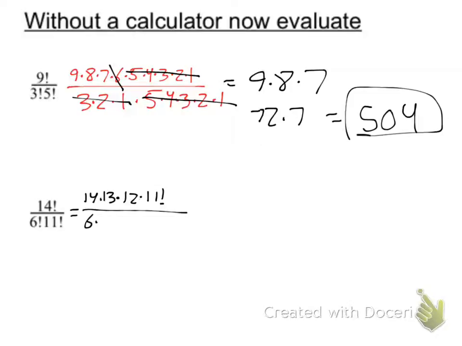Oh, and cancel that. What did I do differently this time? I left it as 11 factorial, because 11 factorial divided by 11 factorial is not 0 but 1. So, make it easier for yourself.